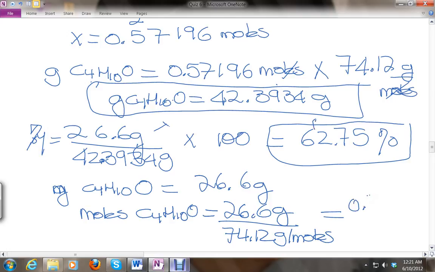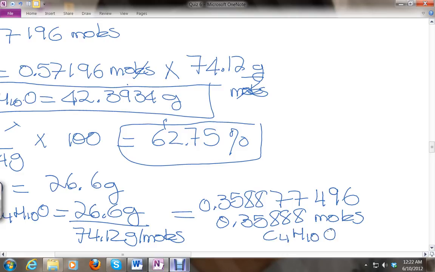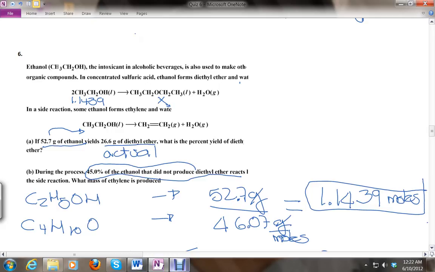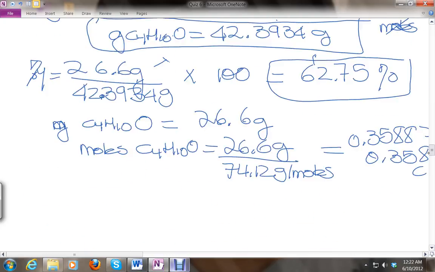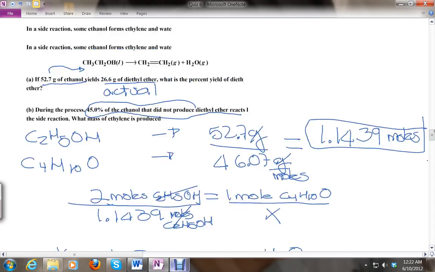So it's going to be 0.358877496, or 0.35888 moles of the diethyl ether, C4H10O. Now we have to go back to the chemical reaction. Why did I find out the moles? Because we had to go back to ethanol from here. So now what we're going to say is, what I really got was 0.35888.